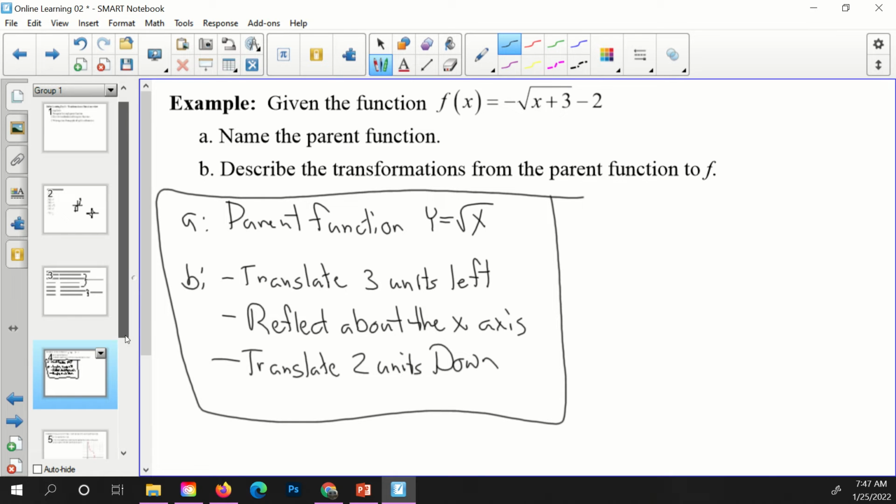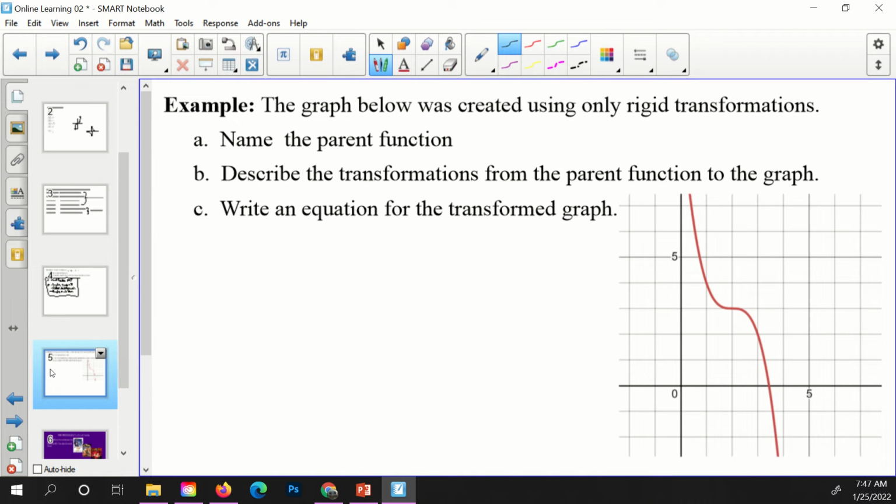Okay, next example. It says the graph below was created using only rigid transformations, so no stretches. We want to name the parent function, and then we want to describe the transformations from the parent function to the graph. And then we want to write an equation for the transformed graph. So that's what we're going to finish it up with. So A, well, this shape here is my y equals x to the third function.